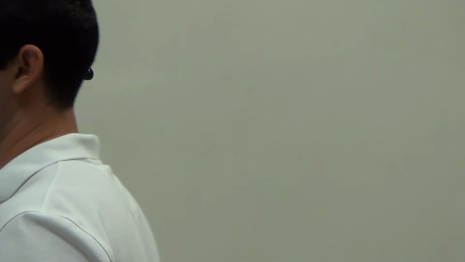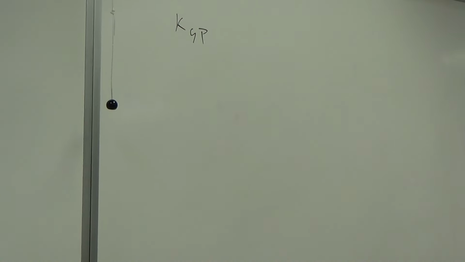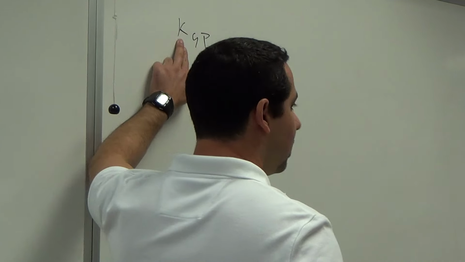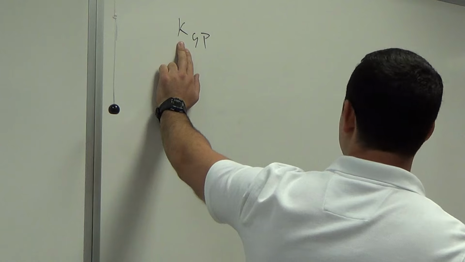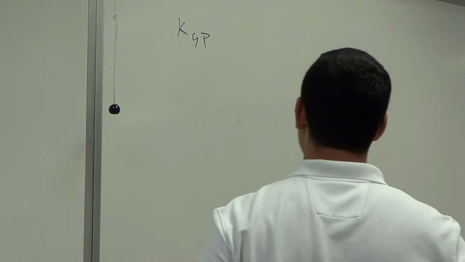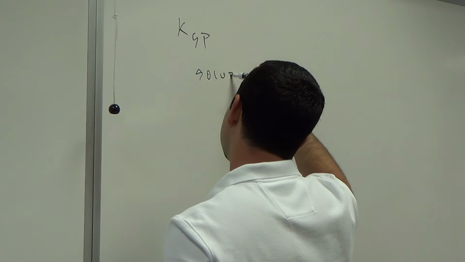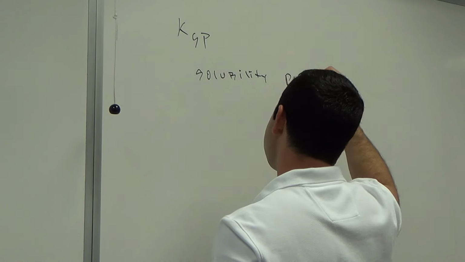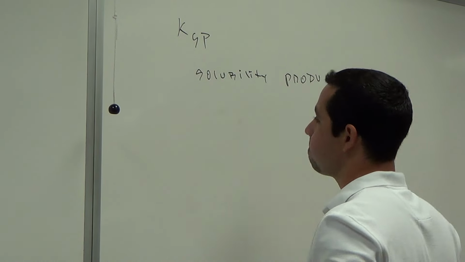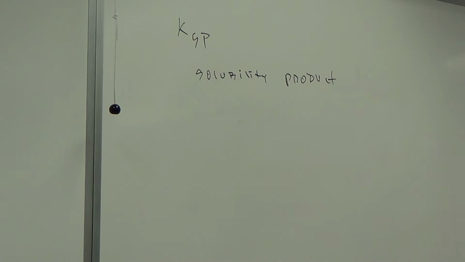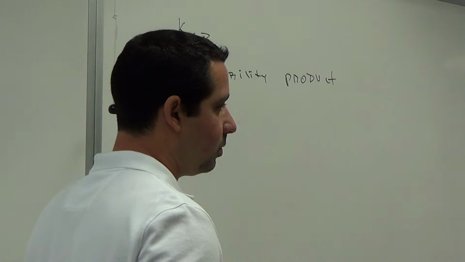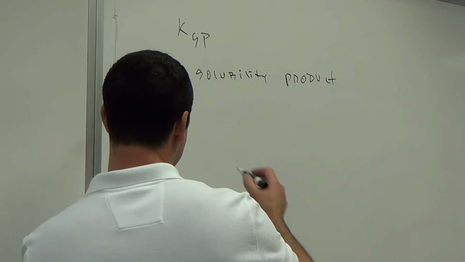Let's talk about KSP. We're going to do problems next class, okay? KSP, and this K means what? Equilibrium constant, yes, and SP stands for solubility product. Solubility product, and this is how that would look.